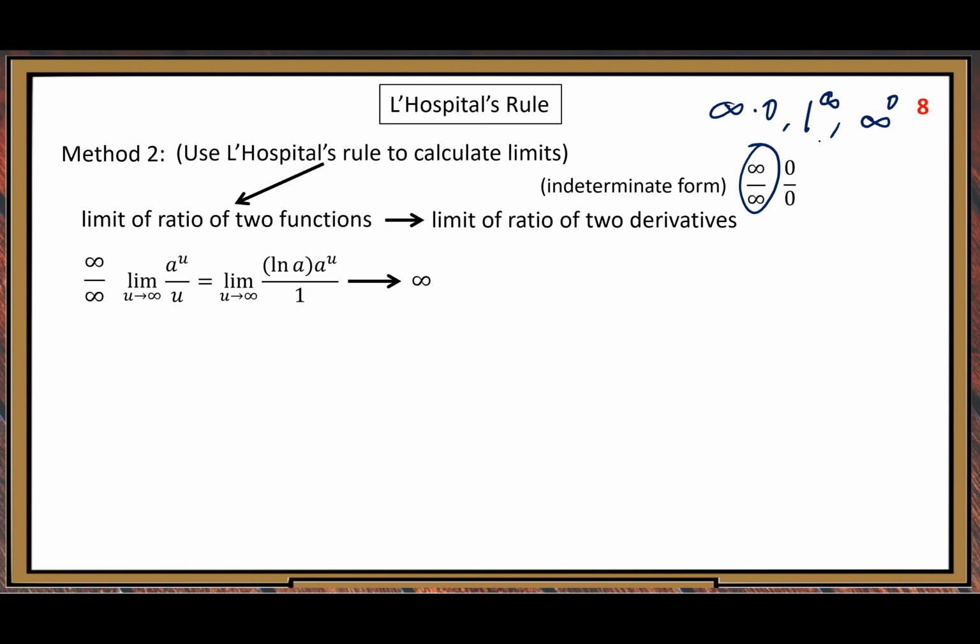So this is one simple example where we use L'Hopital's rule to compare two growth functions. But here, we need to make sure our A is greater than 1. Then natural log of A is a positive number.